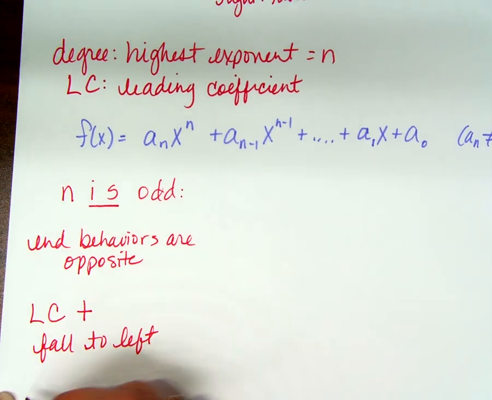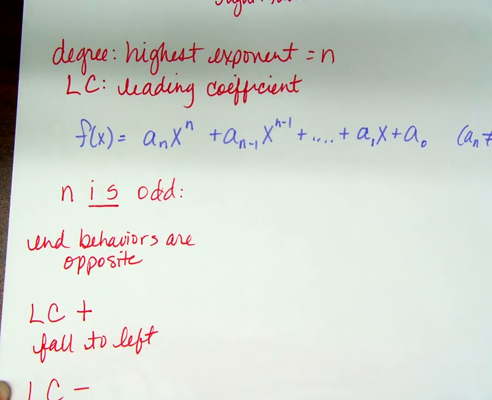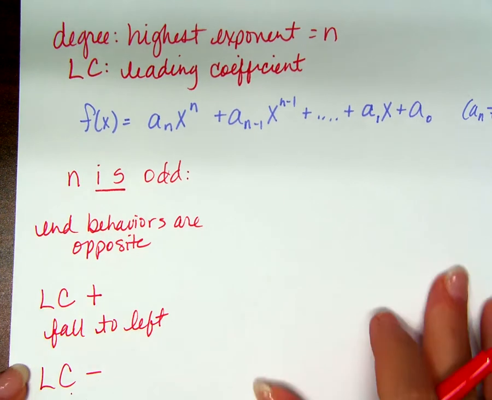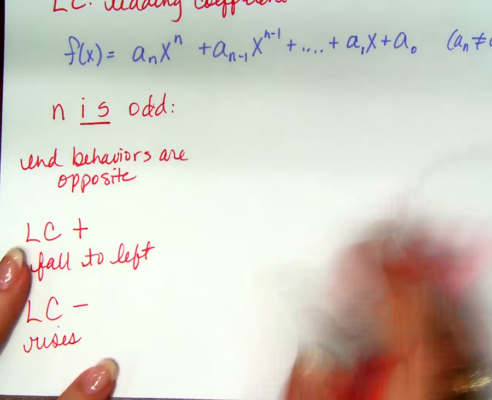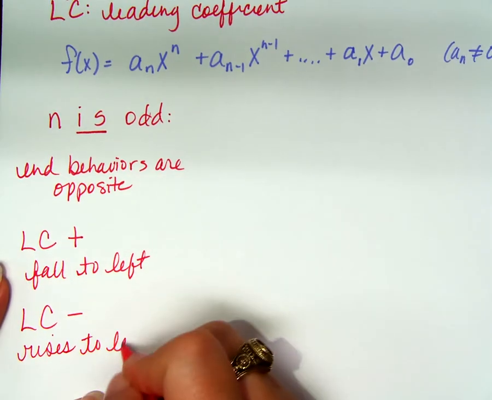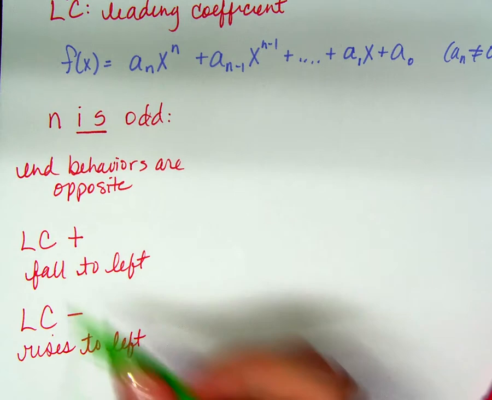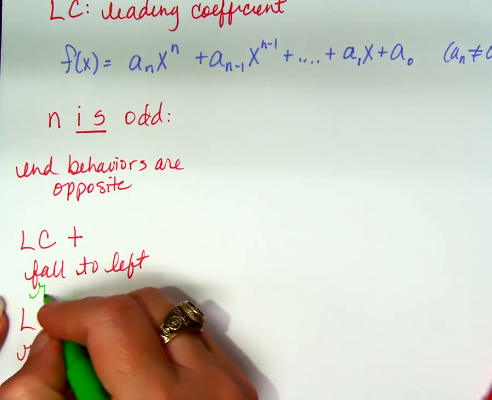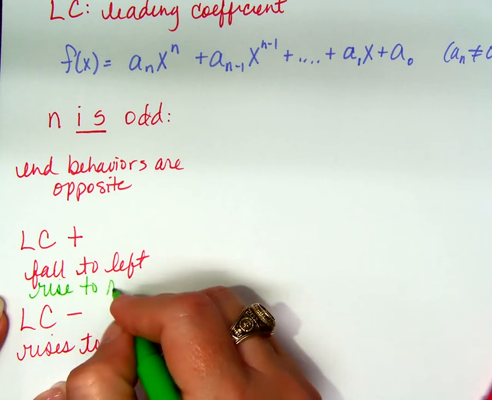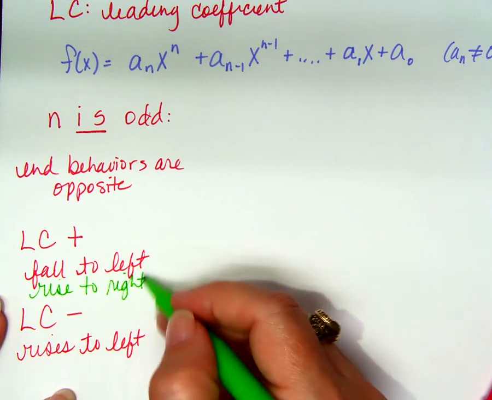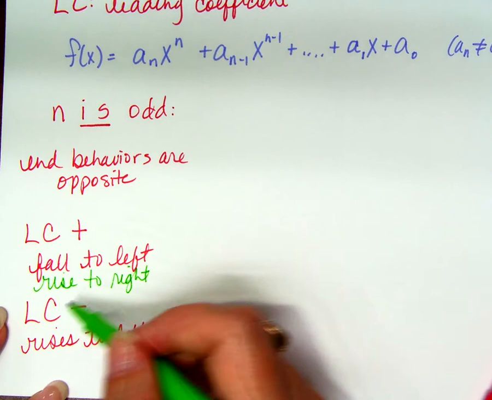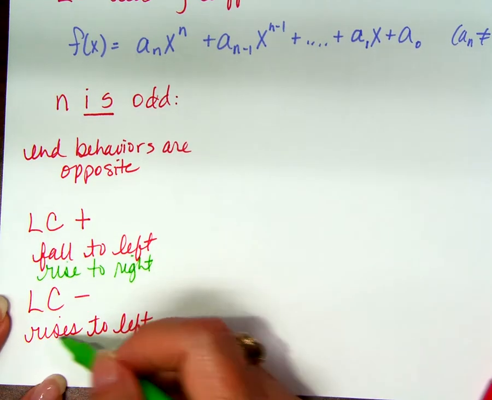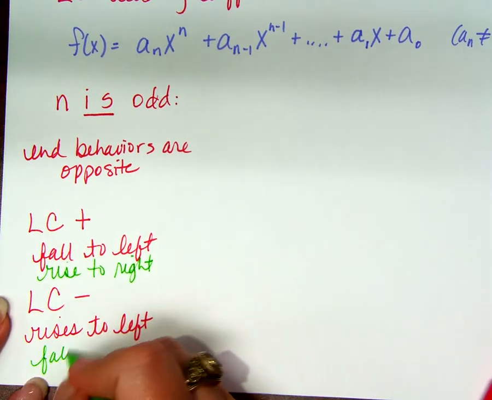So when my leading coefficient is negative, what's going to happen to the left? It's going to rise to the left. Now, we also talked about the fact that if my leading coefficient is positive, it's going to fall to the left and rise to the right, because I know that my behaviors are opposite. If my leading coefficient is negative, it's going to rise to the left and fall to the right.